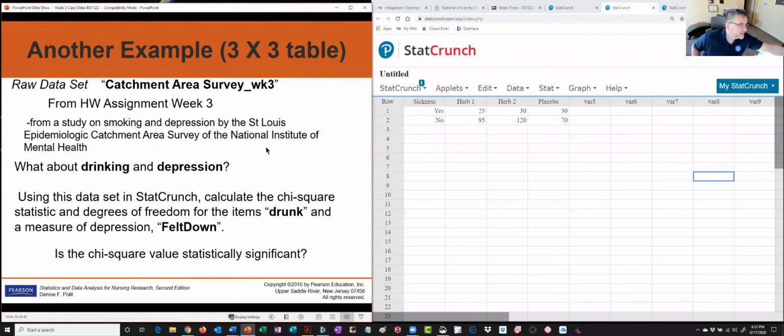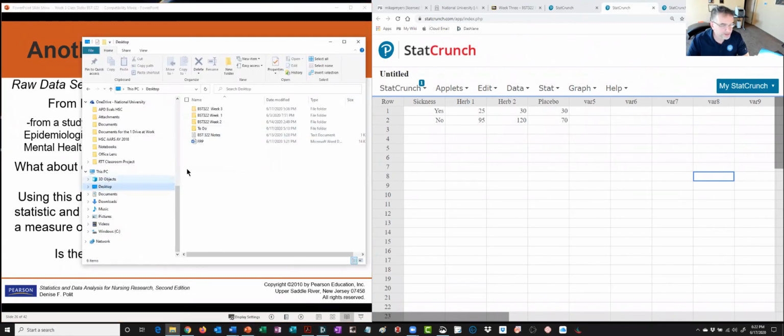You guys are going to look at this catchment area survey, which is a study from the National Institutes of Mental Health, and it looked at depression levels, smoking, drinking. I think I have that one on my desktop. So again, I'll go over an example from the assignment, but we'll do another analysis as an example, then you guys can do it for the assignment.